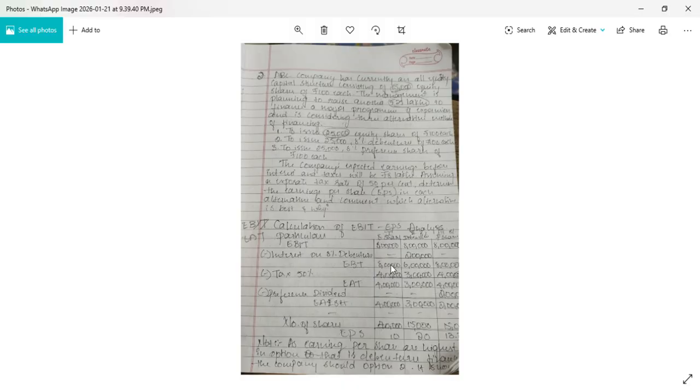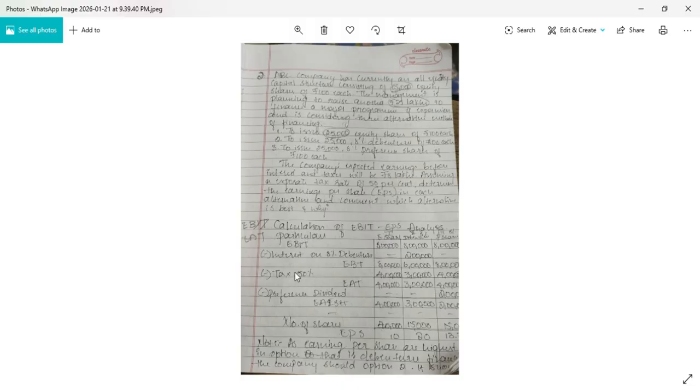In the first option 8 lakh as it is, we don't have debentures. Then in the second option, yes, we have debenture. So we have calculated 8 lakh minus 2 lakh interest, we got 6 lakh. Then in the third option, 8 lakh as it is because there is no presence of debentures.